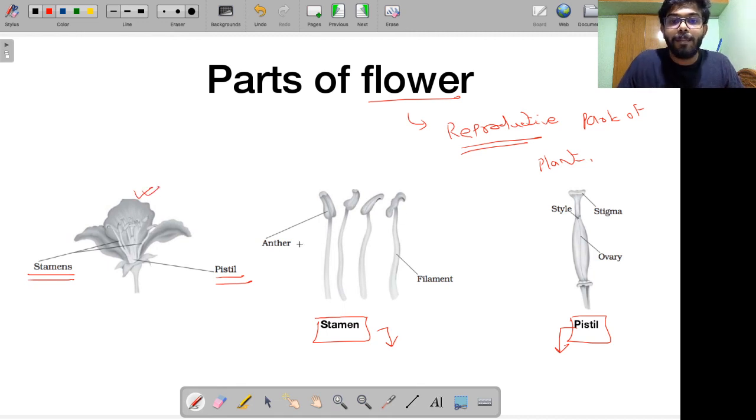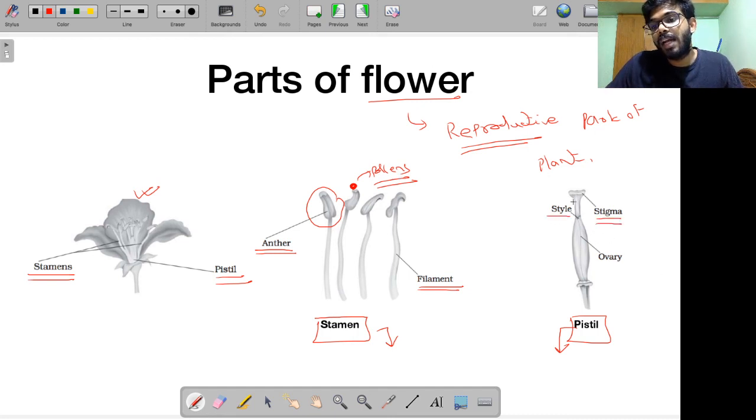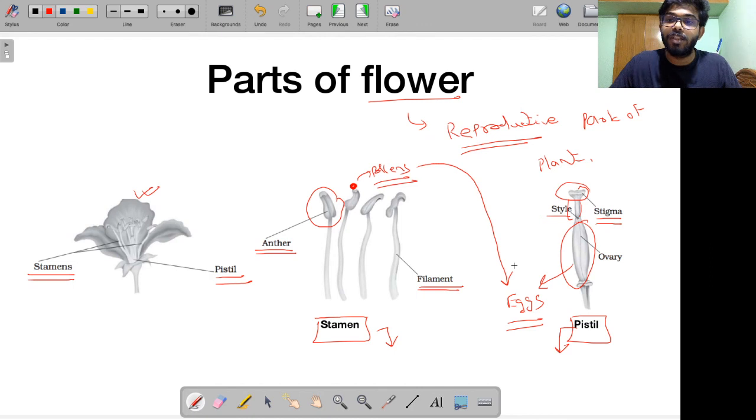If you look at the male part, we have something called the anther. This part is called the anther and this part is called the filament. On the anther, remember, pollens form. Anyway, I'll tell you more about this. Similarly, this is the female part. Here you have stigma, here you have style. This part is called the style, this part is called the stigma, and this part is called the ovary. Inside the ovary, you have something called the eggs. So the pollen has to meet the egg. That is when fertilization occurs and the next generation can be born.